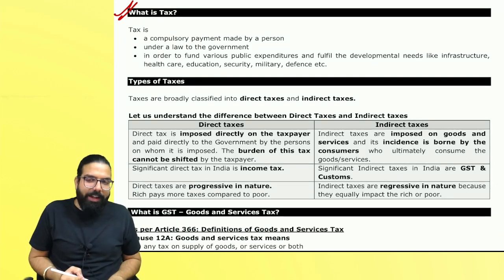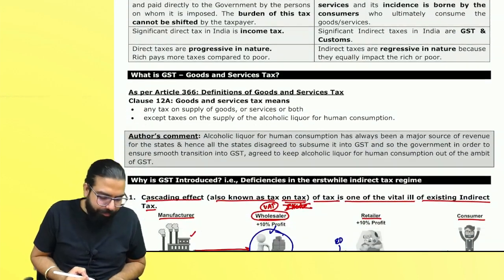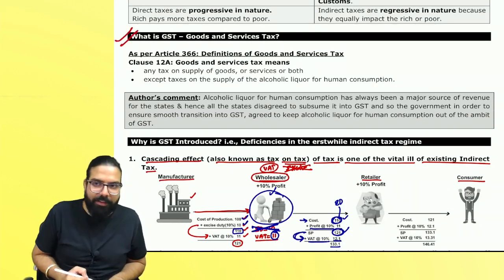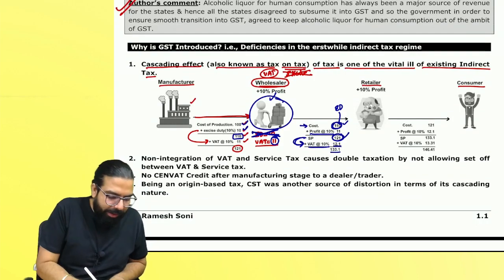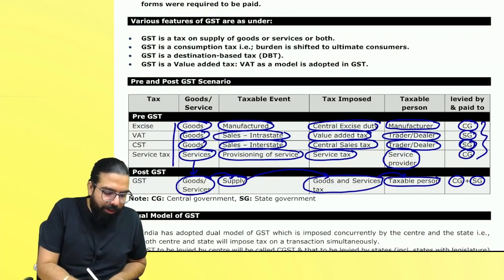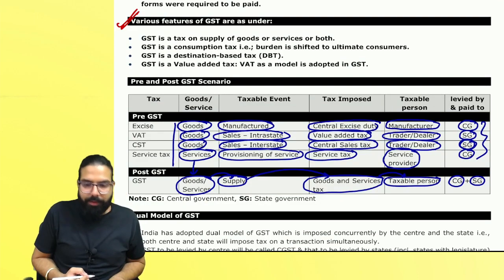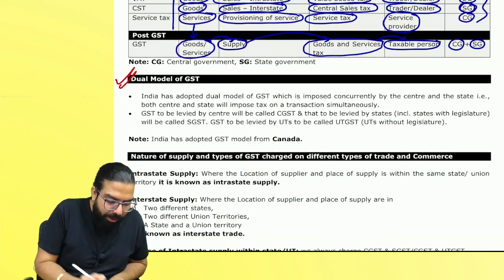Did we read what is tax? Did we read the difference between direct tax and indirect tax? Did we read article number 366? Did I tell you why states did not leave alcohol? Did I tell you about deficiencies in the existing tax system? Did I tell you about the features which are there? Then, did we learn about pre and post GST? Did we learn the model?